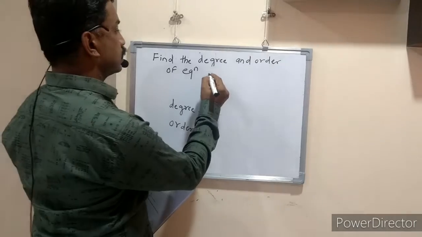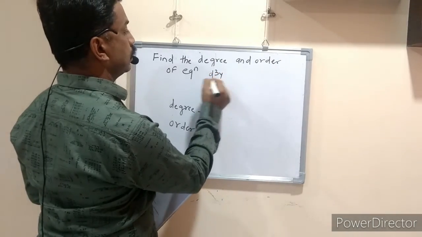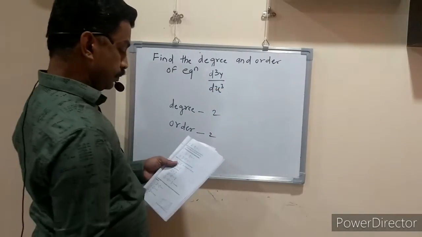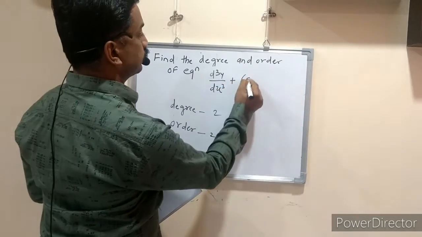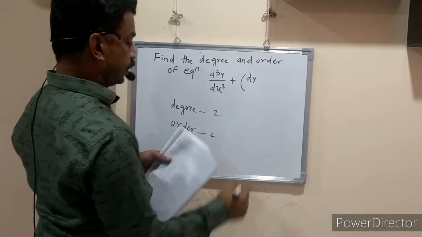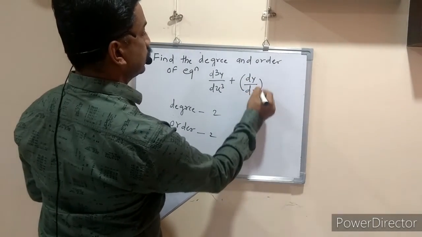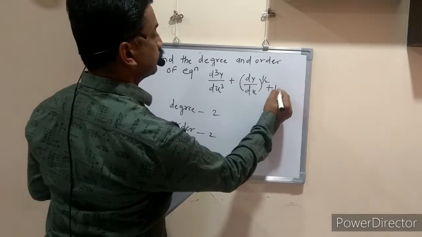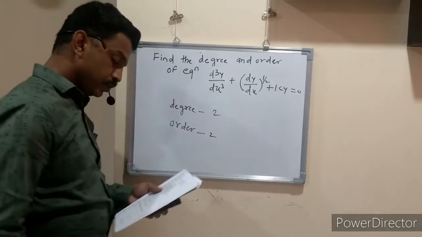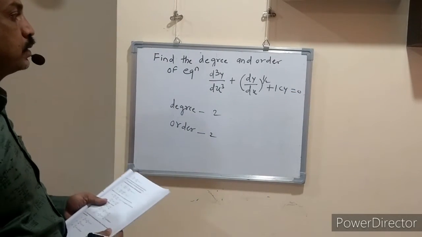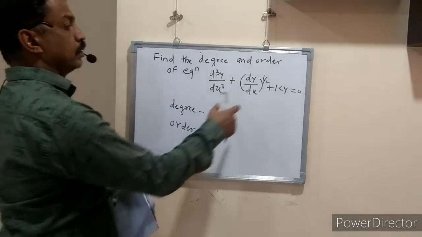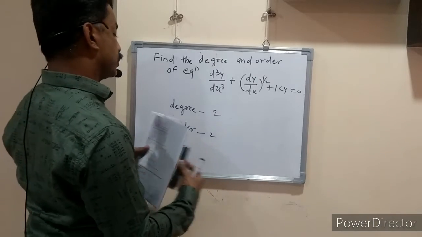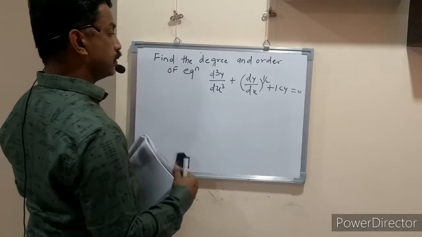Another example is like this: d3y by dx cube plus dy by dx raised to 1 by 2 plus ky equal to 0. Now in this equation the power is 1 by 2, so first we should rationalize it. This equation should be rationalized. So how to rationalize it?